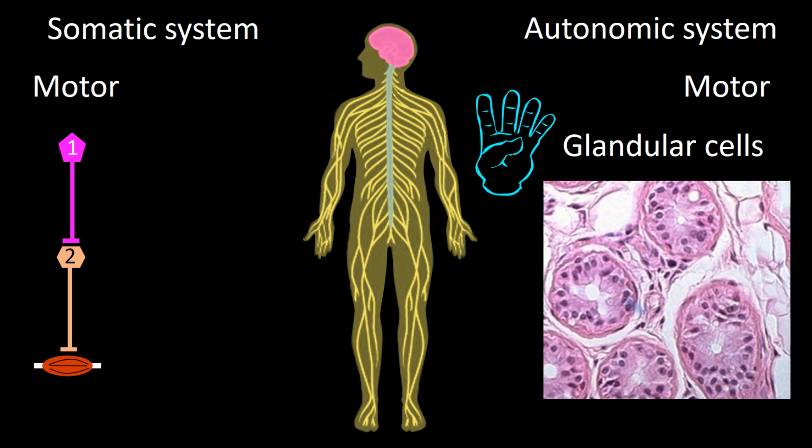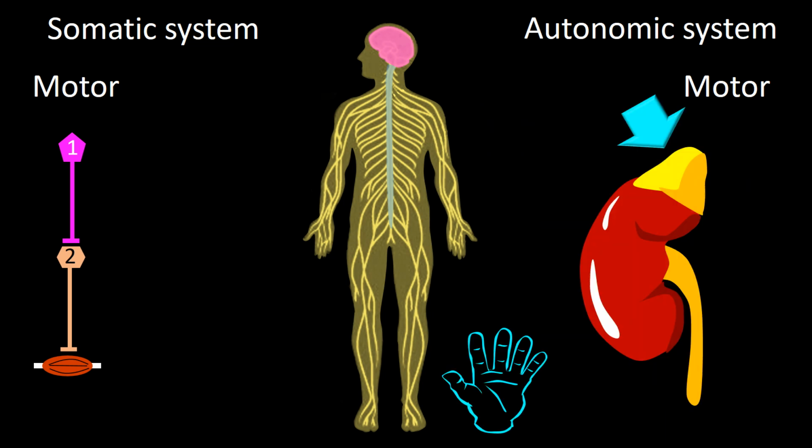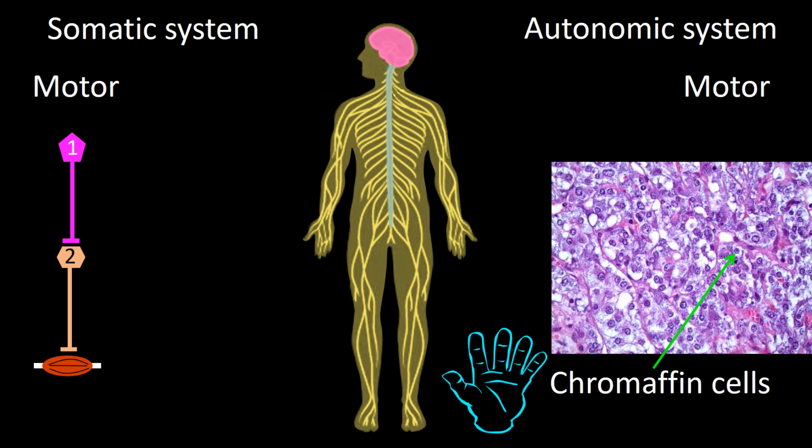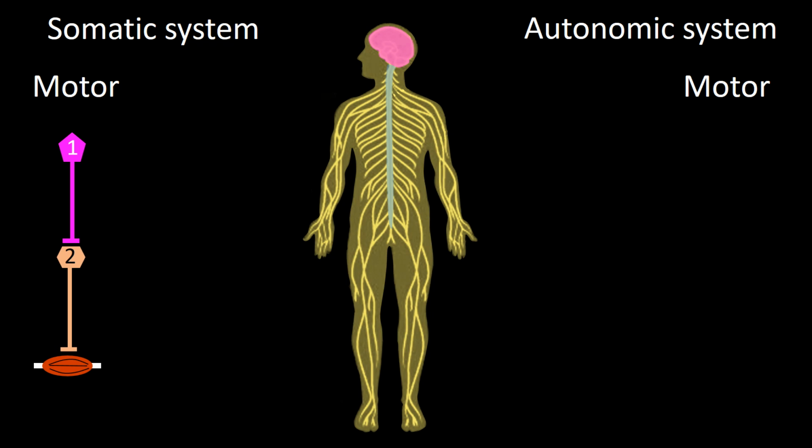The fourth group of cells innervated by the motor arm of the autonomic system are glandular cells. Glandular cells innervated by the motor arm of the autonomic system are myoepithelial, acinar, and ductal cells. The acinar and ductal cells are in charge of producing secretions in the lacrimal, salivary, and mucous membrane glands, and also in the GI tract and pancreas. The last group of cells innervated by the motor arm of the autonomic system are the chromaffin cells of the suprarenal medullary region.